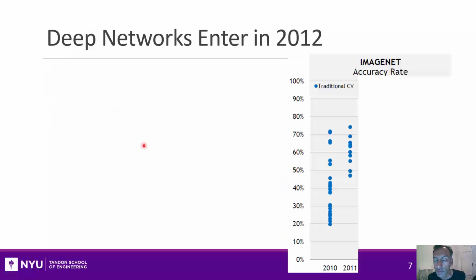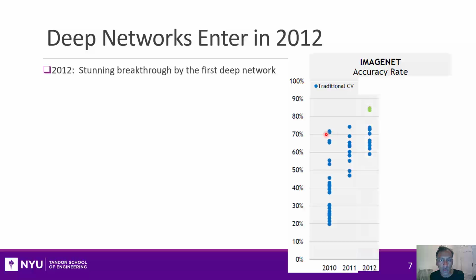So in the first 2 years of the challenge, networks kind of saturated at maybe the low 70s of accuracy. And these were very good algorithms. But suddenly in 2012, there was this stunning breakthrough from a new set of algorithms that leapfrogged in performance, going from the low or mid 70s all the way up to about 80, 83% or so. This network that did this was really what's now recognized as the first deep network.